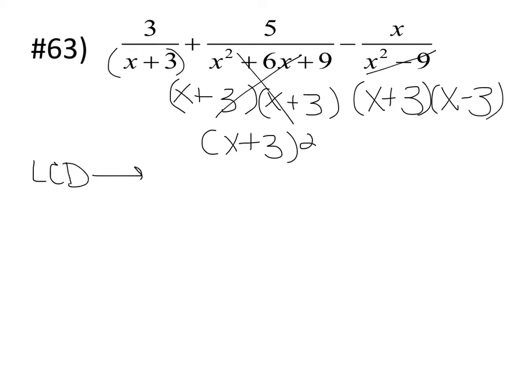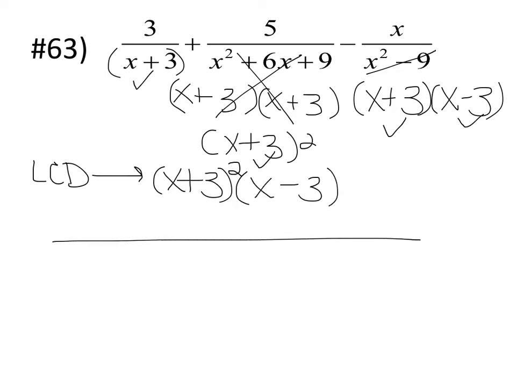So when I write my LCD, I need an x plus 3. That takes care of that. I need another x plus 3 because there's 2 here, so I square it. I need an x plus 3, but that's already represented. And then I need an x minus 3. So I write x minus 3. So my LCD is x plus 3 squared times x minus 3.